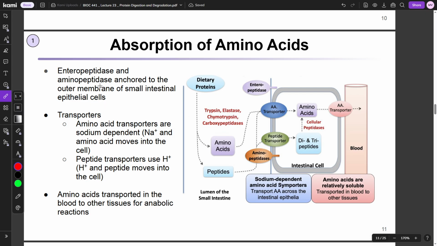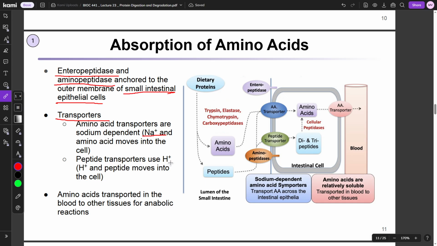Already talked about this, but here's some examples. Enteropeptidase is anchored to the outer membranes of these epithelial cells. Aminopeptidase is also anchored there, and on top of these enzymes being on the membranes of these cells, there's also transporters to uptake the amino acids, and these are usually sodium dependent.